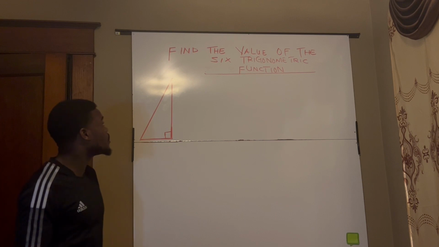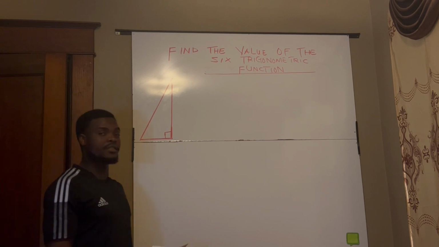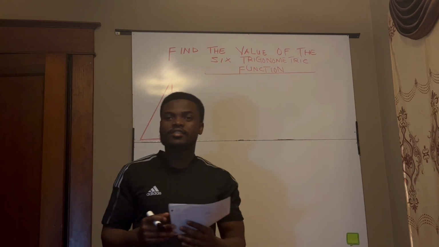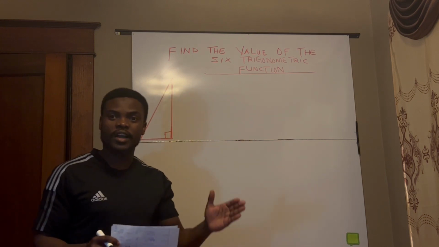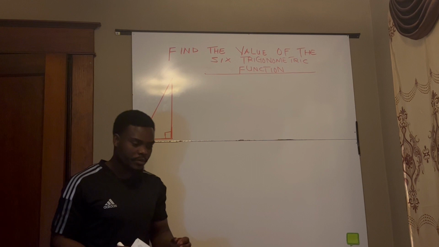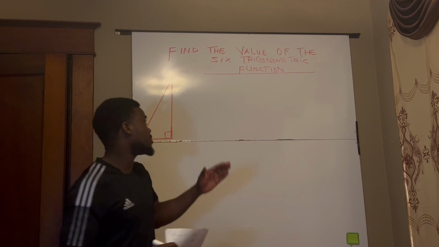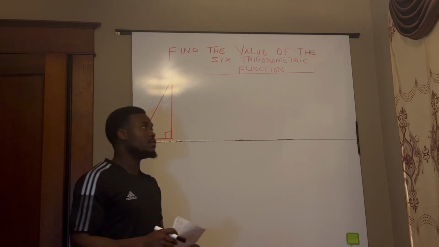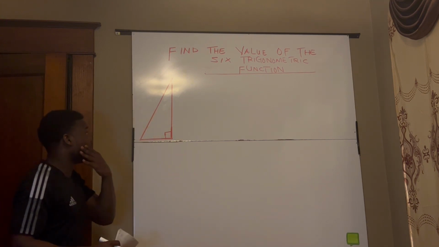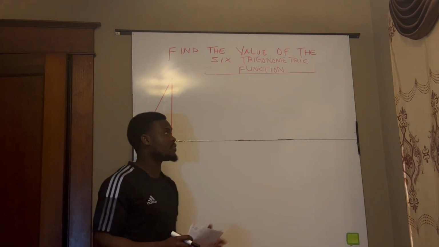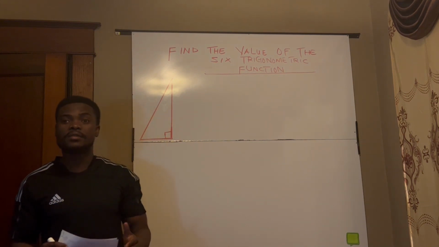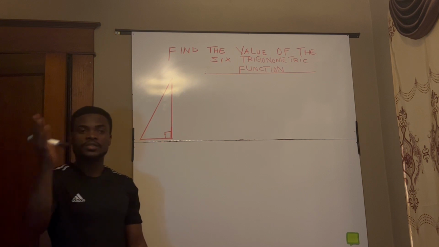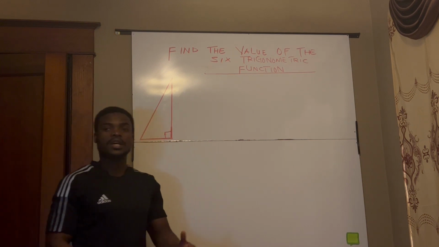It's been a while since we made our last video, and today we're going to be talking about how to find the value of trigonometric functions. Trig is a Greek word that means triangle, and metric means measurement. So trigonometry means measuring of triangles. Today we're going to look at the 6 trigonometric functions by using the Pythagorean theorem, which is a squared plus b squared is equal to c squared, along with SOH CAH TOA.